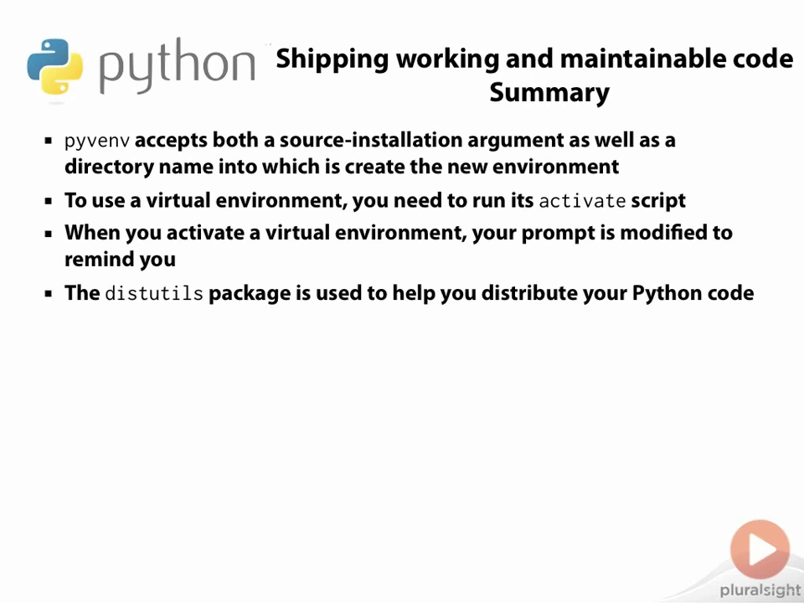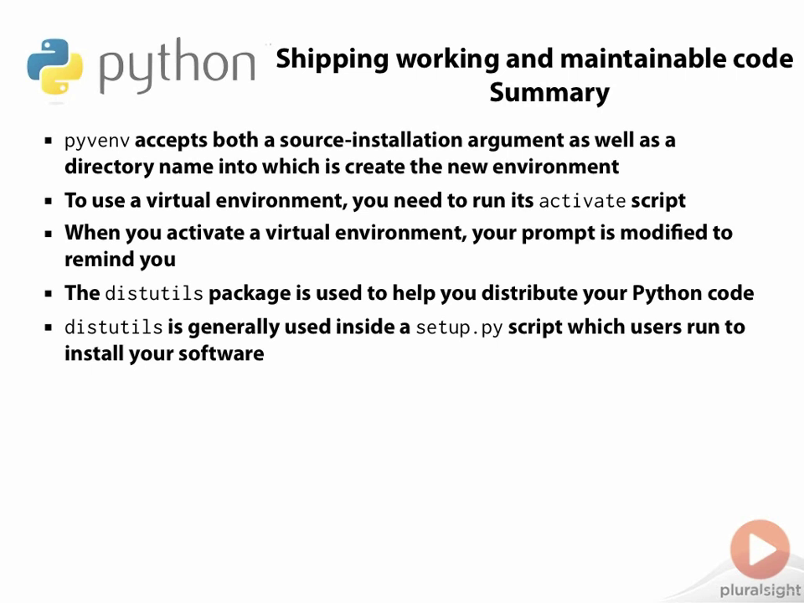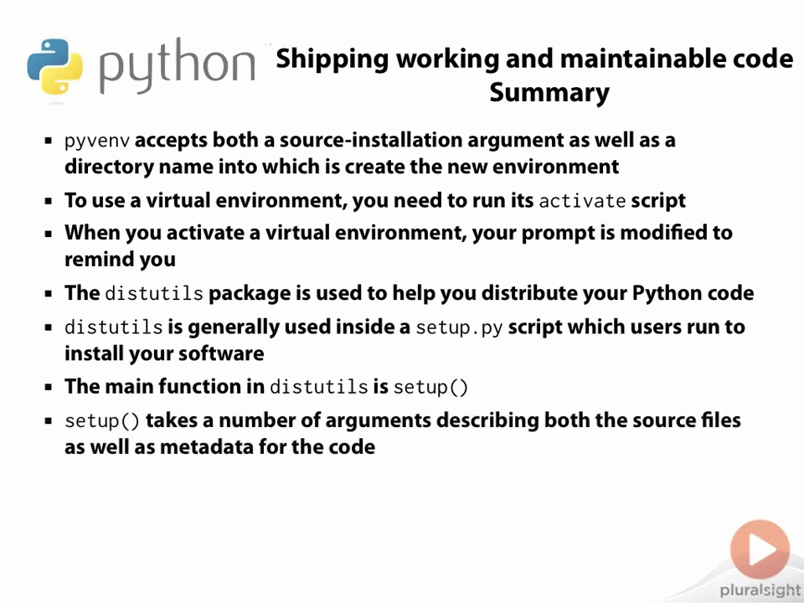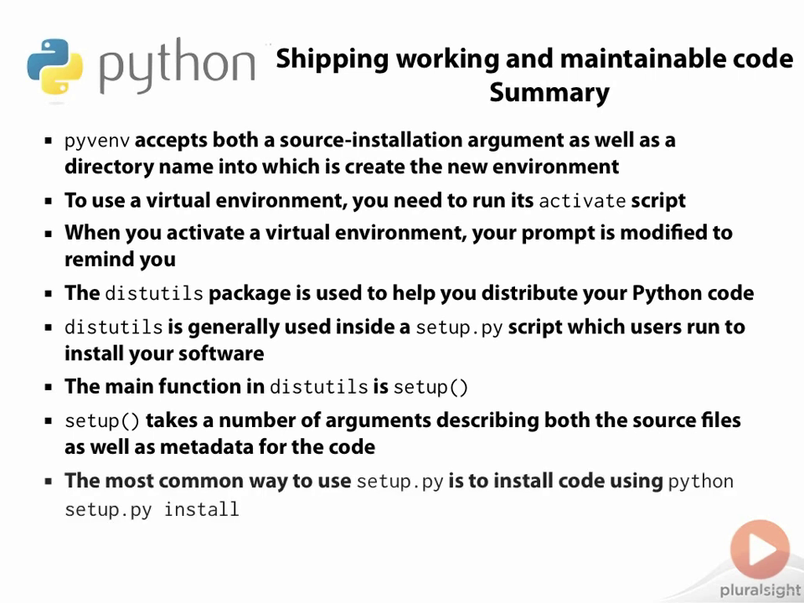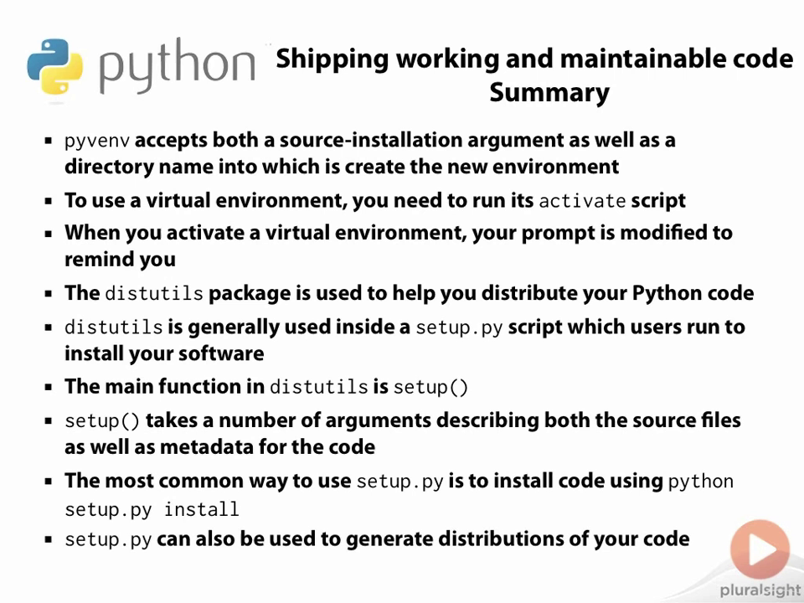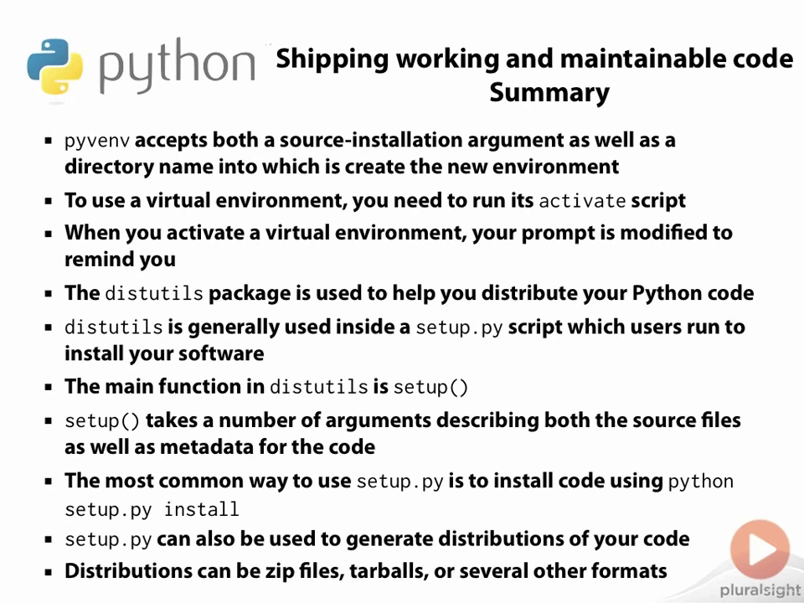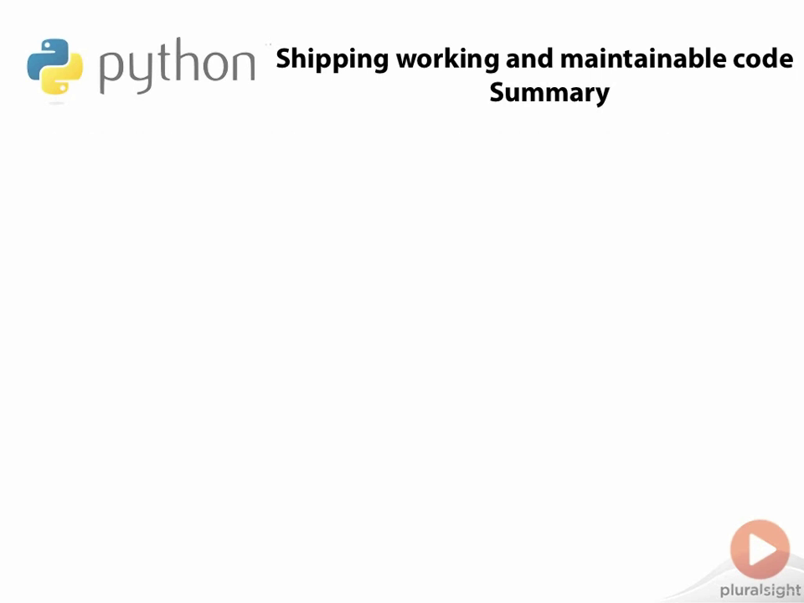The distutils package is used to help you distribute your Python code. Distutils is generally used inside a setup.py script which users run to install your software. The main function in distutils is setup. Setup takes a number of arguments describing both the source files as well as metadata for the code. The most common way to use setup.py is to install code using python setup.py install. Setup.py can also be used to generate distributions of your code. Distributions can be zip files, tarballs, or several other formats. Pass --help to setup.py to see all of its options.